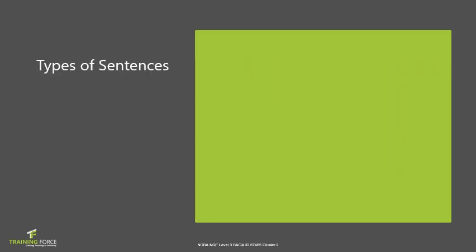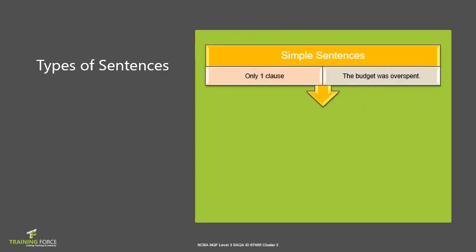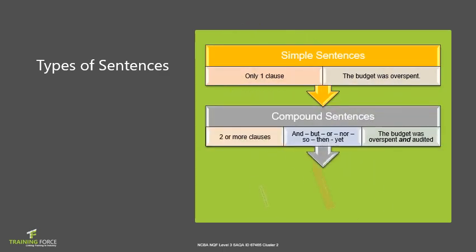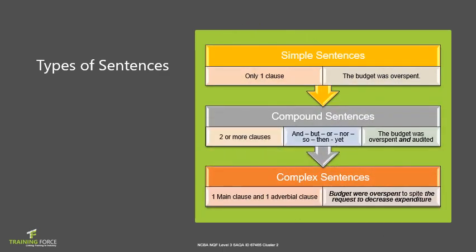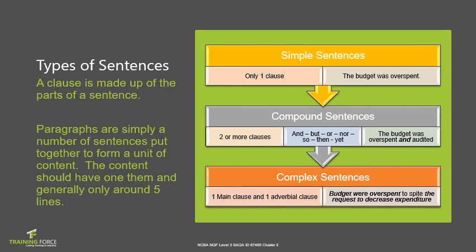Types of sentences include simple sentences, compound sentences, and complex sentences. And once sentences are made up, they're made up of parts to include a clause. Now, when we talk about clauses, different types of sentences will also have different amounts of clauses. If we look at simple sentences, they only have one clause. The example, it says the budget was overspent. So there's only one clause in that simple sentence, straightforward and to the point.